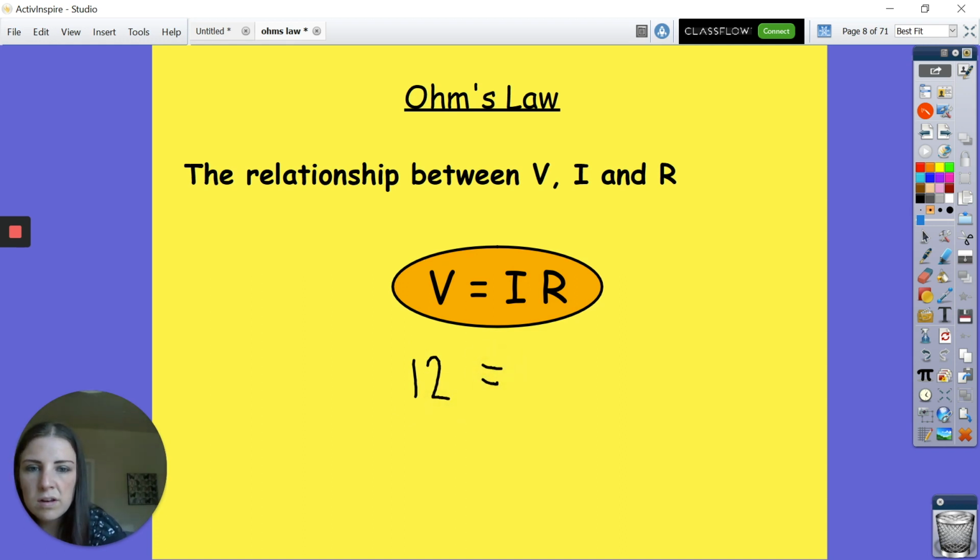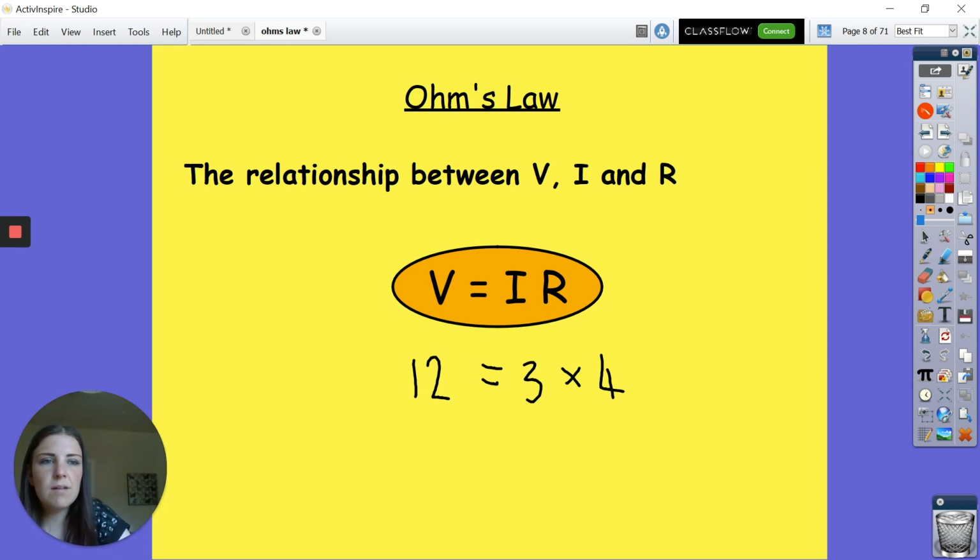And if you have a small current, so let's go for 1 amp, then you would need a very large resistance, which should make sense because you need a lot of fight against this push from the battery to give you that small current. If you wanted a larger current, 3 amps, then mathematically the number needs to be 4. So to have a larger current flowing around your circuit, it should make sense that we need less resistance, so we have a smaller resistor.